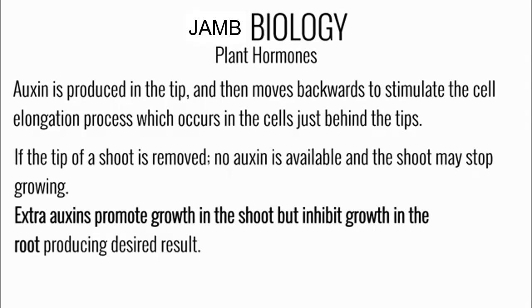If the tip of a shoot is removed, no auxin is available and the shoot may stop growing. So extra auxin promotes growth in the shoot but inhibits growth in the roots, producing desired results.